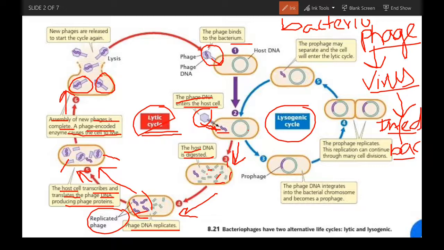And then the phages release some type of lytic enzymes, so that lysis occurs, the bacterial cell bursts open and these phages come out. Lysis occurs, and the new phages are released to start the cycle again. So this is the lytic cycle, where the bacteria are killed, right? At the last stage lysis occurs and bacteria are killed.